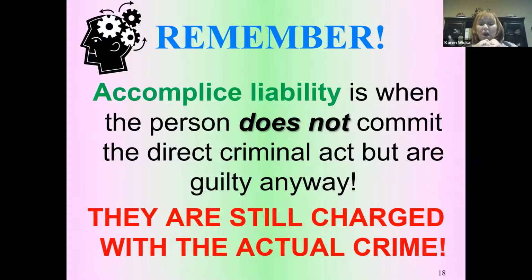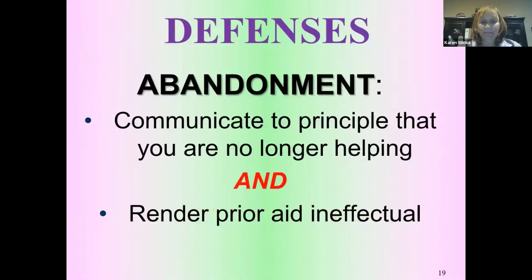Now, when you are an accomplice, even though you have to fit the requirements of accomplice, your punishment is going to be for the underlying crime. So if I'm an accomplice to murder, then my actual charges are accomplice liability and murder, and I'm going to be punished for the murder. So just like common law, you're treated the same if you're an accomplice. You will be punished the same way that the principal is being punished. Now, there is one specific defense that goes with accomplice liability, and it's called abandonment.